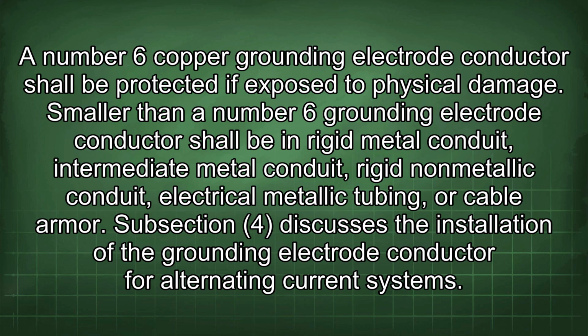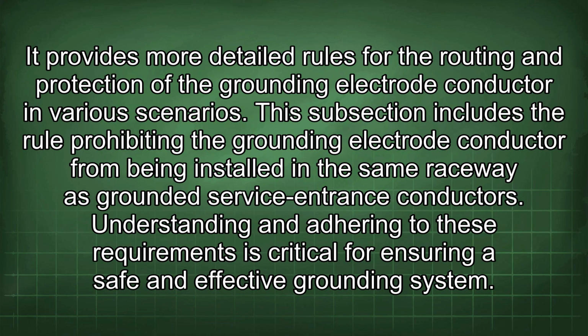Smaller than a number 6 grounding electrode conductor shall be in rigid metal conduit, intermediate metal conduit, rigid non-metallic conduit, electrical metallic tubing, or cable armor. Subsection 4 discusses the installation of the grounding electrode conductor for alternating current systems. It provides more detailed rules for the routing and protection of the grounding electrode conductor in various scenarios. This subsection includes the rule prohibiting the grounding electrode conductor from being installed in the same raceway as grounded service entrance conductors. Understanding and adhering to these requirements is critical for ensuring a safe and effective grounding system.